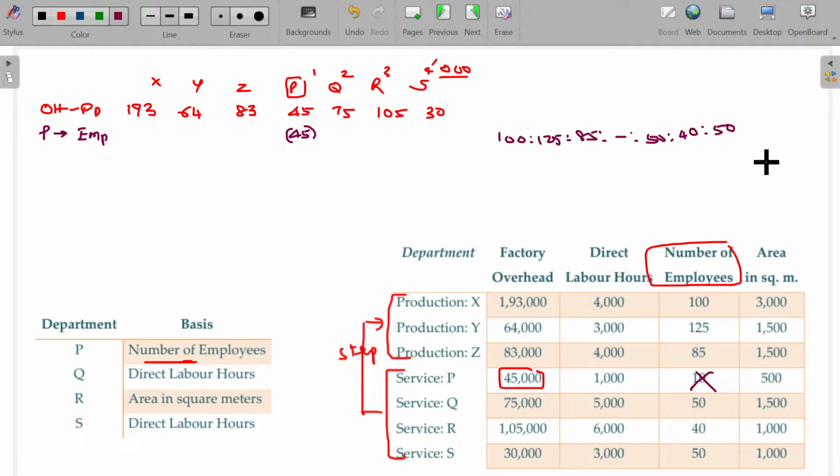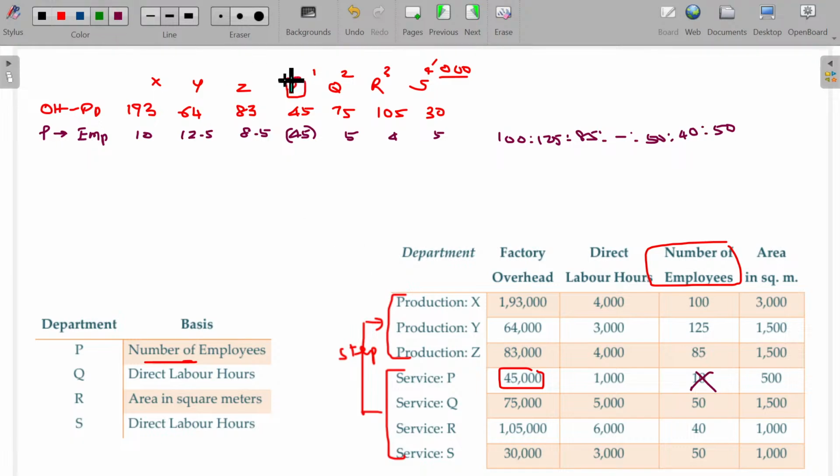What's the value? Is it 5,000? 4,000? Okay, not. 10,000, right? 10,000, 12.5, 8,500, 5,000, 4,000, 5,000. Is that clear? 45,000 should be distributed in this ratio: 100 : 125 : 85 : dash : 50 : 40 : 50.